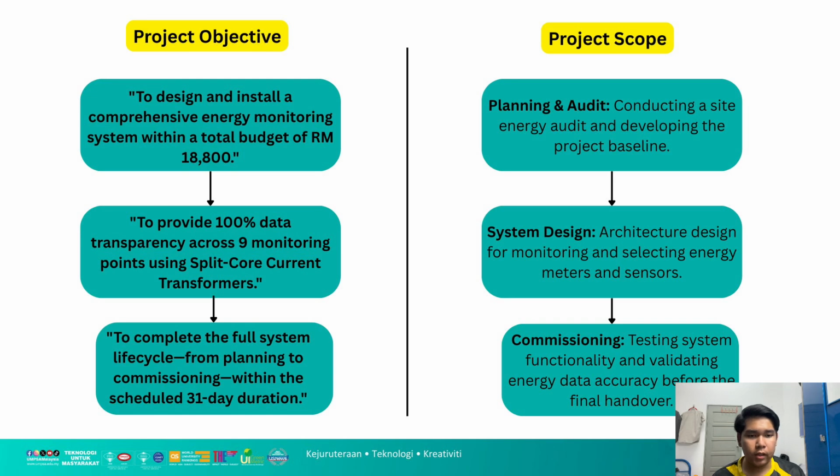Next, we go to the project objective. Based on these challenges, we set three clear objectives for our project. First, to design and fully install an energy monitoring system within a total budget of $8,800. Second, to achieve 100% data transparency across 9 monitoring points using split core current transformers. And finally, to complete the entire project lifecycle within our scheduled 20-day duration.